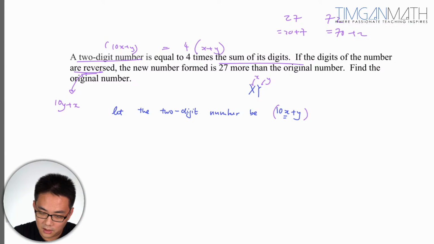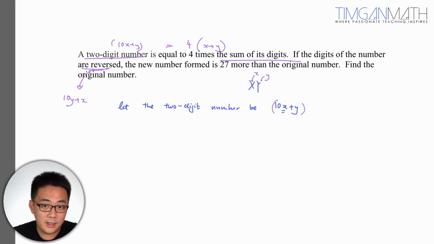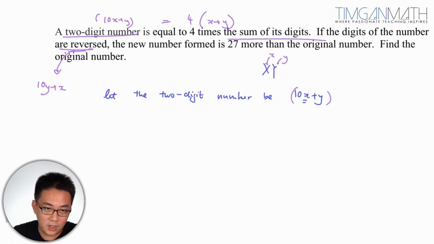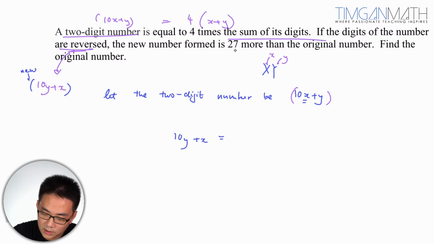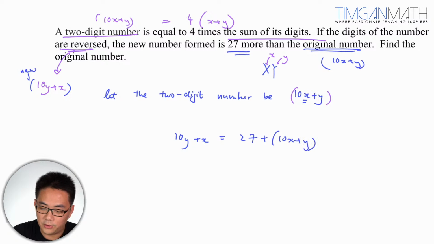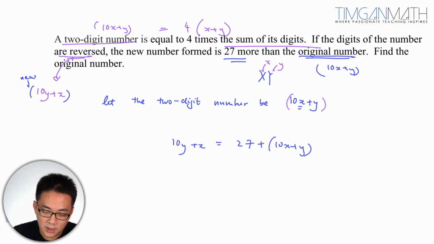So I'm just going to erase this because it's not part of the working. I'm scared later you get confused. Okay, great. So this part here, once done, find the original number. The new number formed is 27 more than the original number. So this new number, 10y plus x, is 27 more than the original number. The original number is 10x plus y, so it's 27 more than 10x plus y. Find the original number.